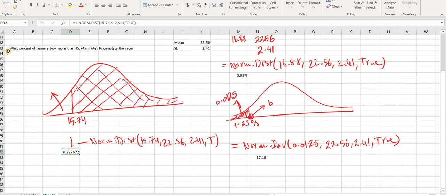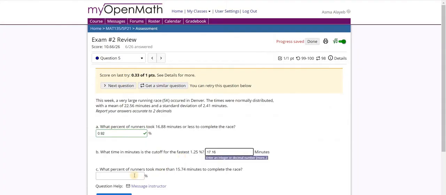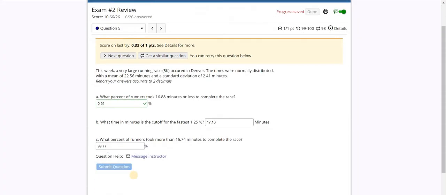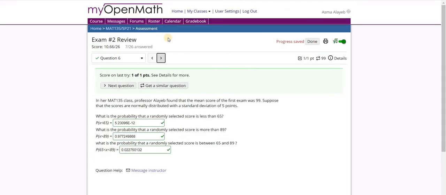Again, the answer needs to be reported in percentage form, rounded to 2 decimals. So I'm going to click on the percent first, and then I'm going to increase the decimals twice. So this is more accurate, 99.77. So the answer here is 99.77. And that appears to be correct.